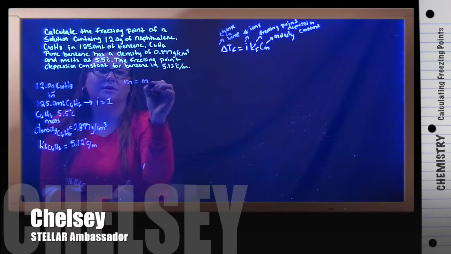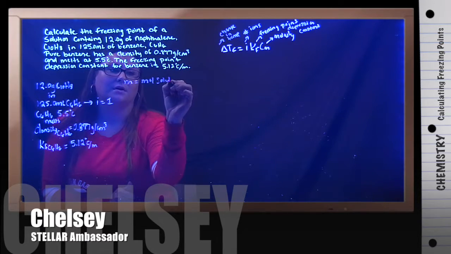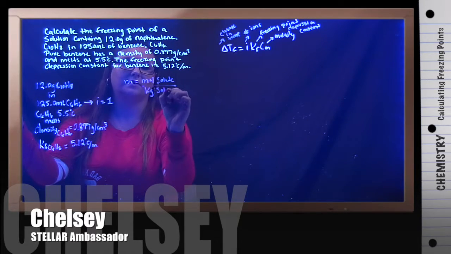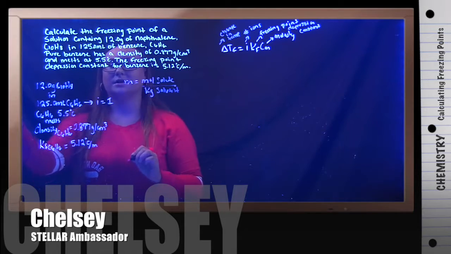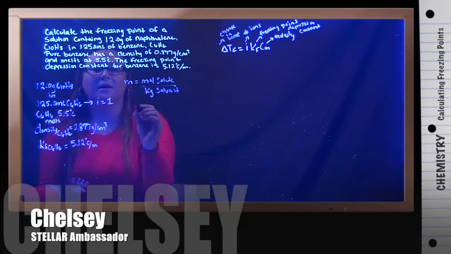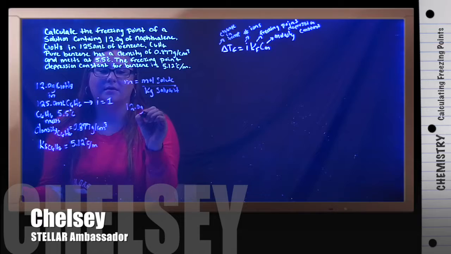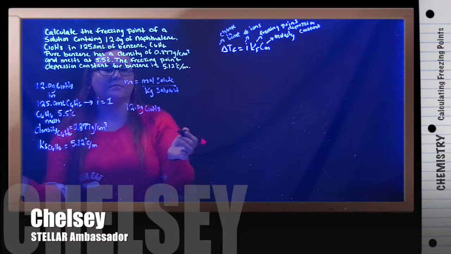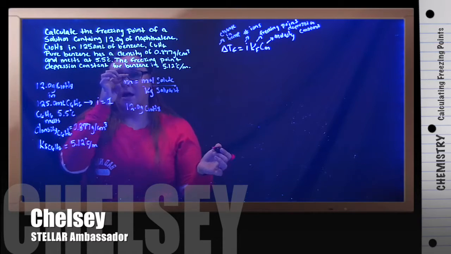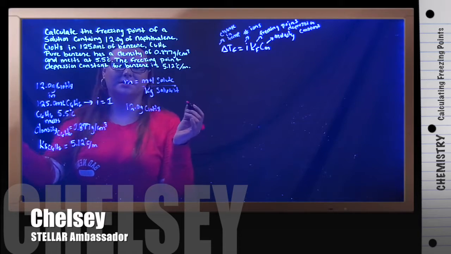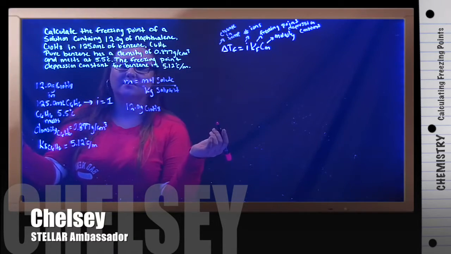Molality is equal to your moles of solute over your kilograms of solvent. What is our solute? Our solute is our naphthalene because they said it's in 125 milliliters of benzene. Therefore, we know we have 12 grams of naphthalene, but we don't want grams, we want moles of our solute. How do we calculate the moles of our solute? We need to use the molar mass of our solute, which is naphthalene. We need to calculate the molar mass of naphthalene.